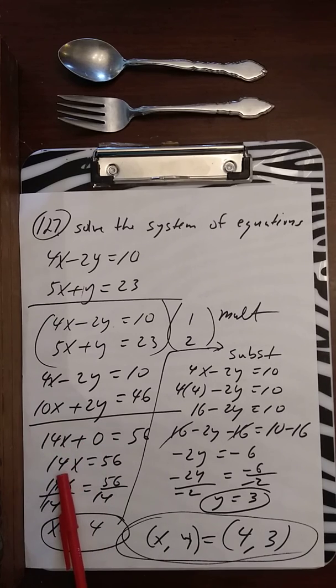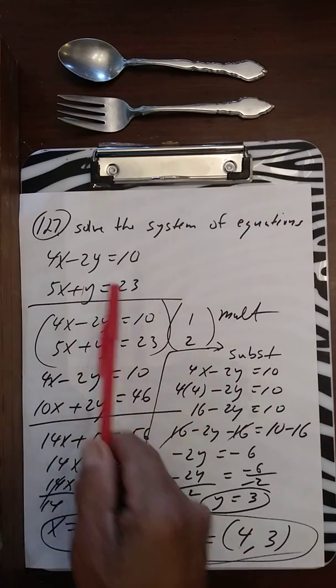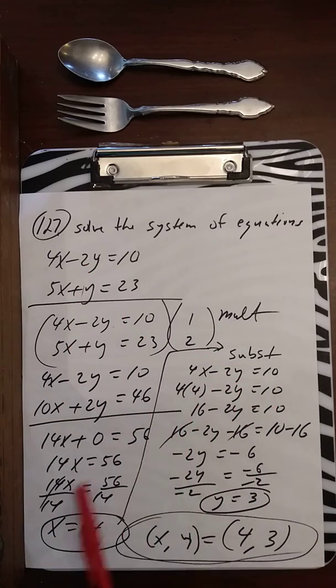0, add to that, still 14x. Divide by 14, divide by 14. This is gone, so we have x is 4. Well, I know one answer. I know one answer is 4. So now what I do is, I'm going to substitute this number back in, they said the first one. So the first one was 4x minus 2y equals 10. That one is right here. So now, substitute this x.